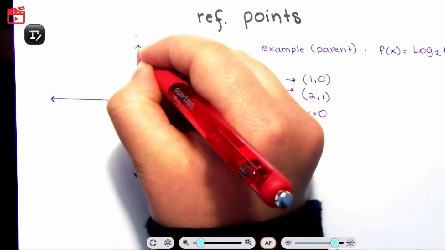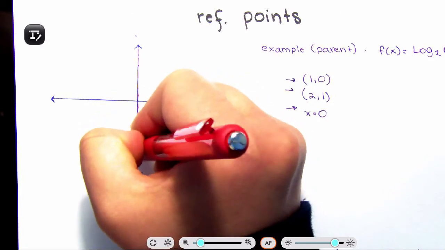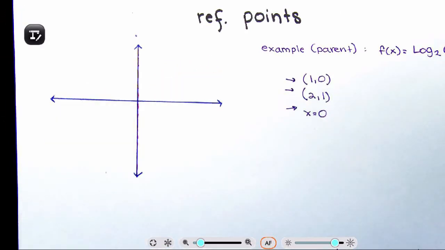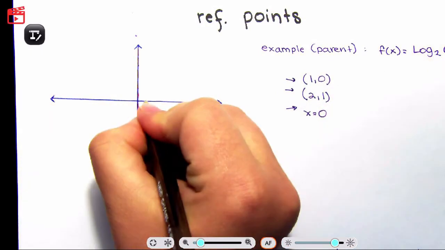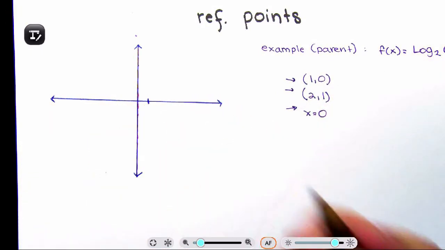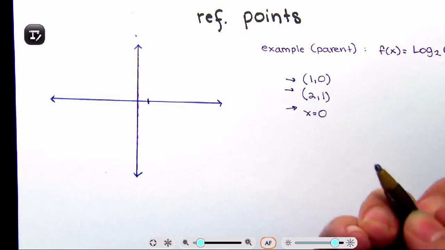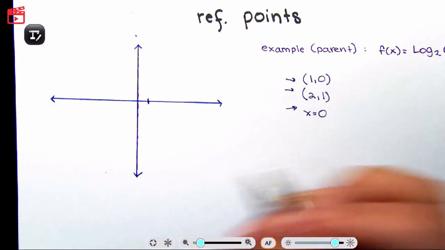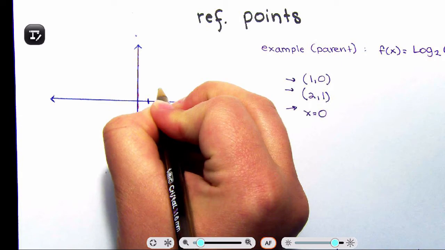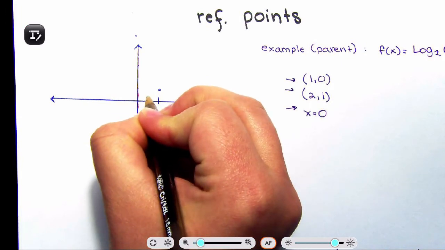Okay, let's go ahead and graph this. Let's graph our asymptote. Here's our asymptote at 0, and it's x equals 0 now instead of y. And our two points, (1, 0) and (b, 1), in this case (2, 1).